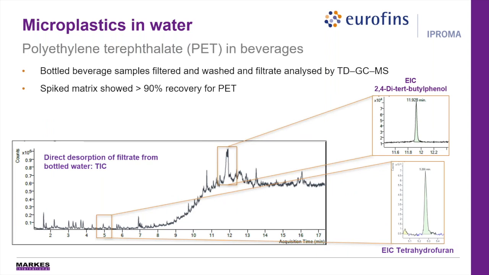So the bottled beverage samples were filtered and washed, and then the filtrate was analysed by TDGCMS. Now, the first step was to use a spiked sample. So PET was put into water, filtered, and went through the entire process. And this showed better than 90% recovery for the PET from the filter. And we can clearly see here our 2,4-ditertiary butyl phenol and our confirmation compound, which is the tetrahydrofuran.